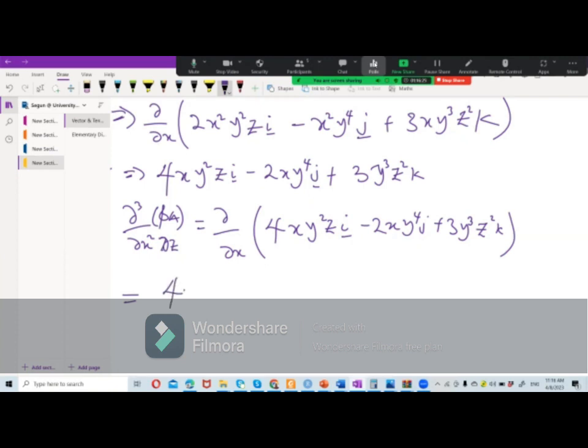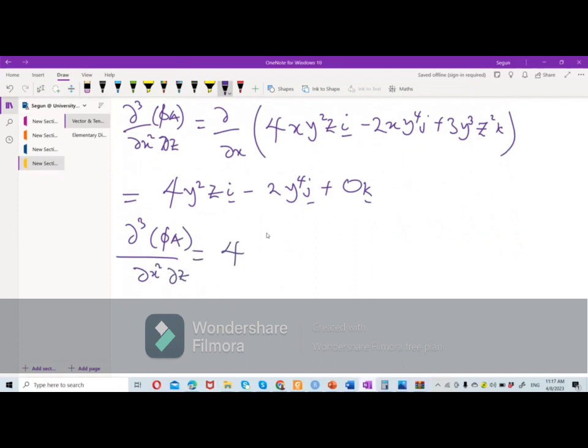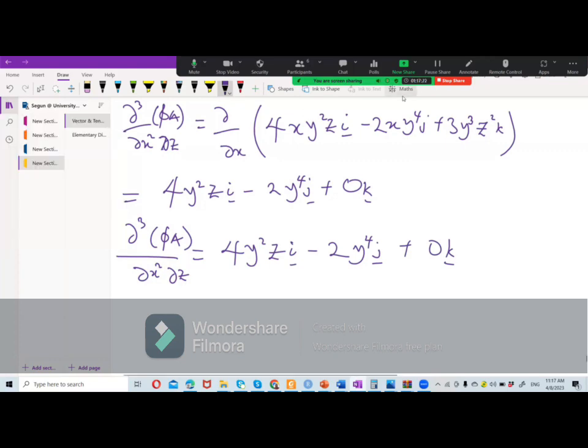So we'll differentiate this one. It will be 4y squared z i minus 2y^4 j plus 0k, because we don't have x at all. So at the end of the day, we have the curl of phi, the x squared, the z, equals 4y squared z i minus 2y^4 j plus 0k. So now that we have this, that's not the final.